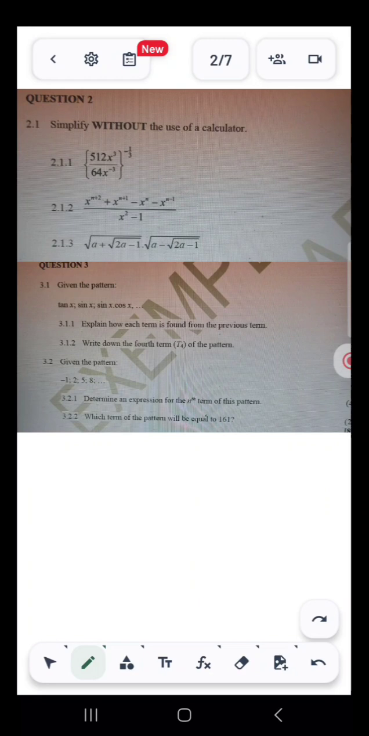Okay, so question 3 says, given the pattern tan x is to sine x is to sine x times cos x.